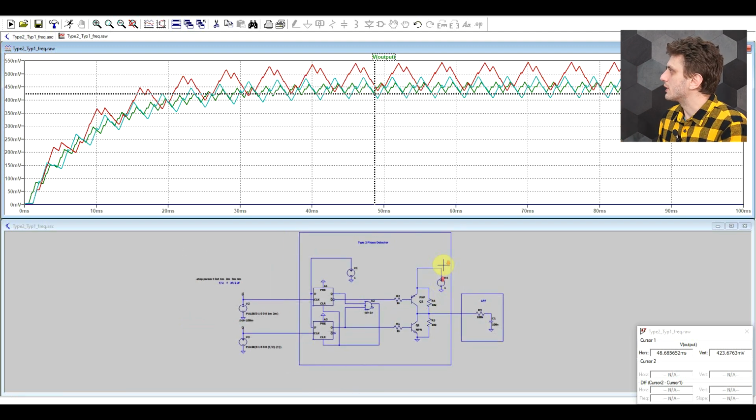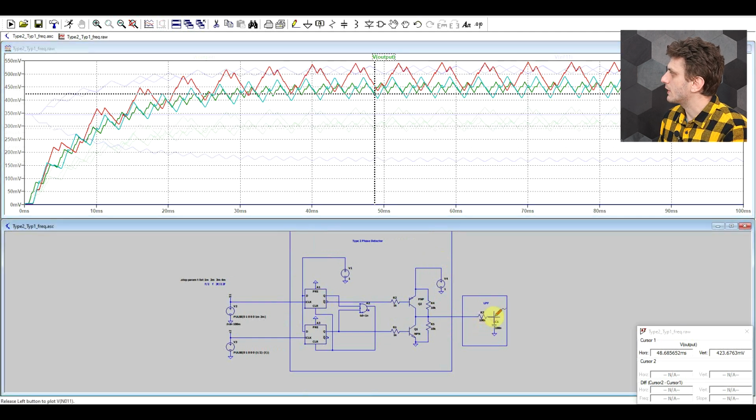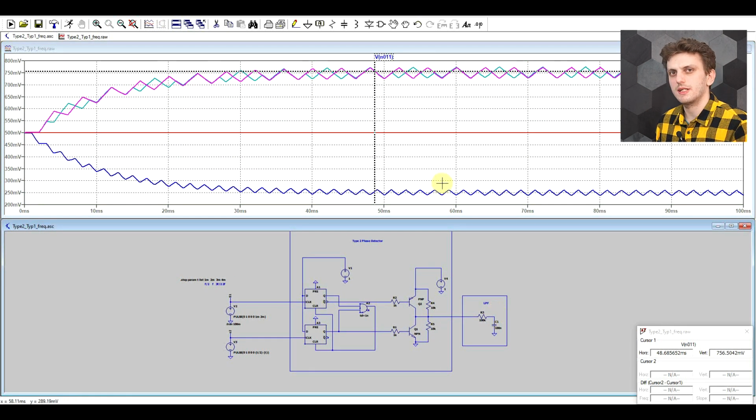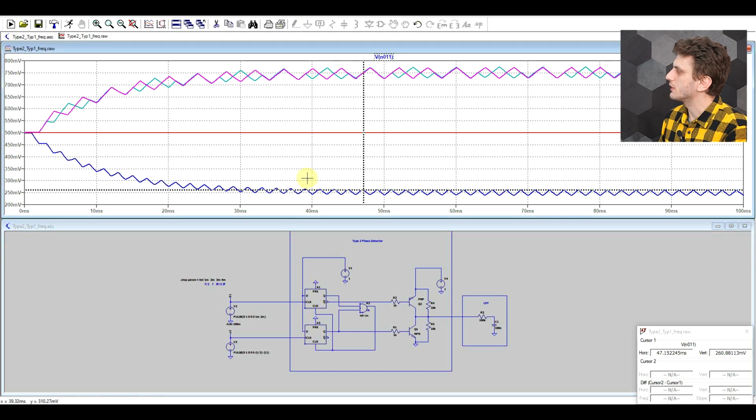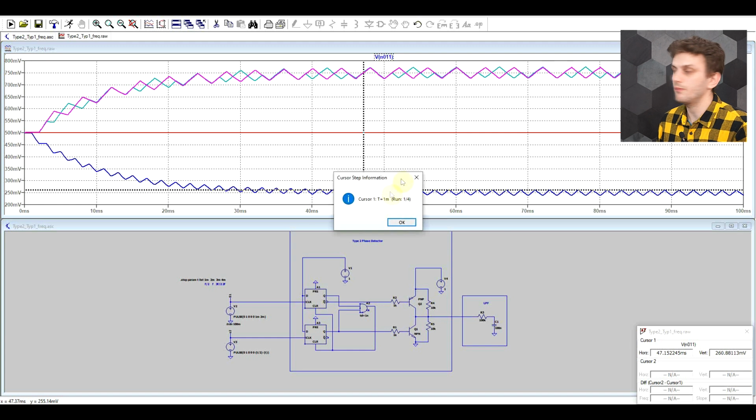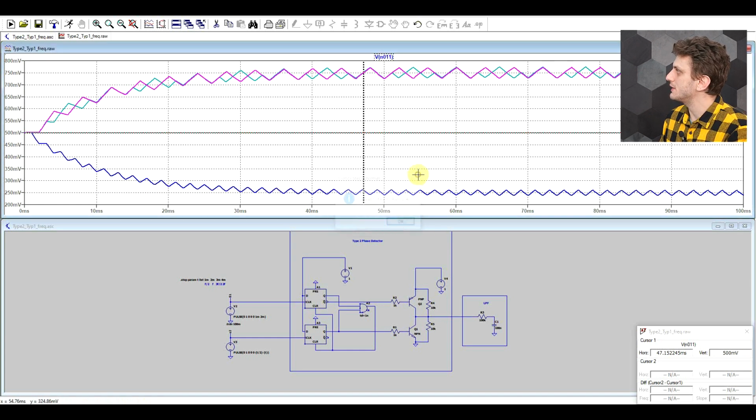Now if we turn to our type 2 phase detector and look at the output, we see a slightly different picture. So here on the bottom, we have the case in which we had half the frequency. Then right in the middle we have the case with exactly the same frequency.